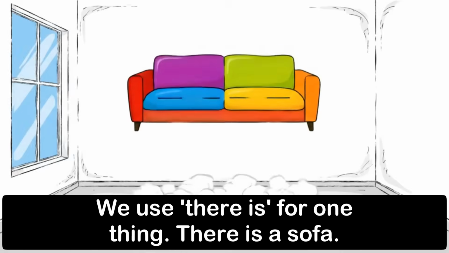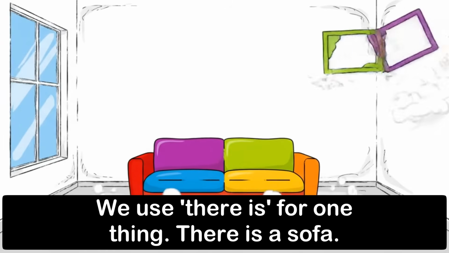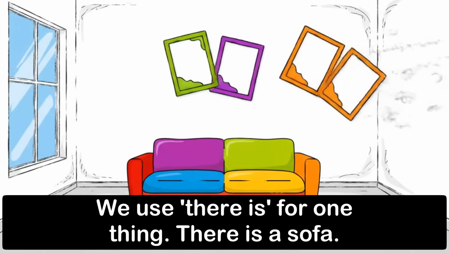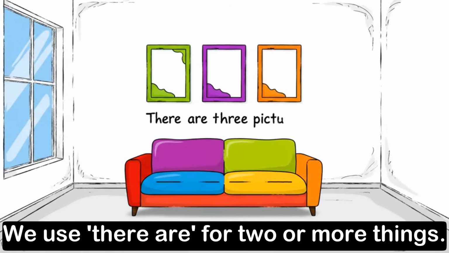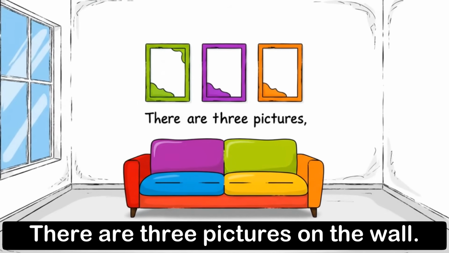We use there is for one thing. There is a sofa. We use there are for two or more things. There are 3 pictures on the wall.